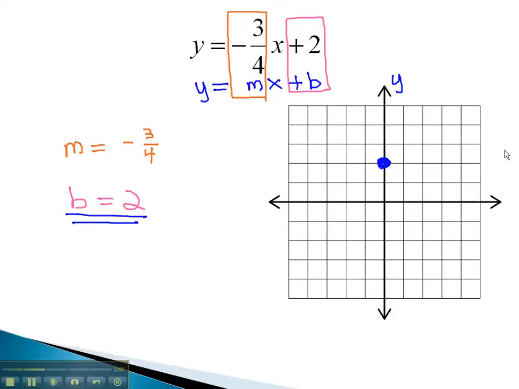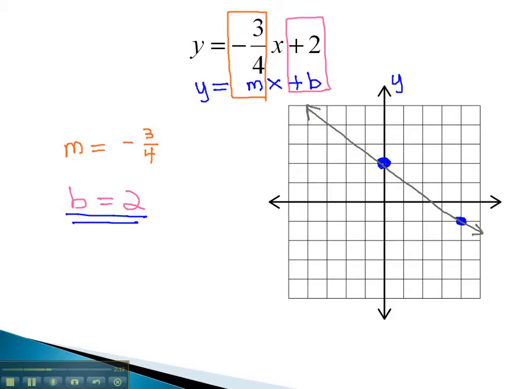To get to our next point, by connecting these dots, we get the line that goes with the equation y equals negative 3/4 x plus 2.